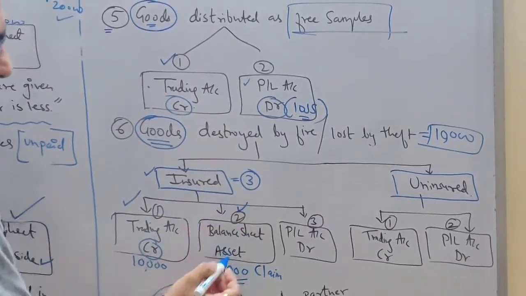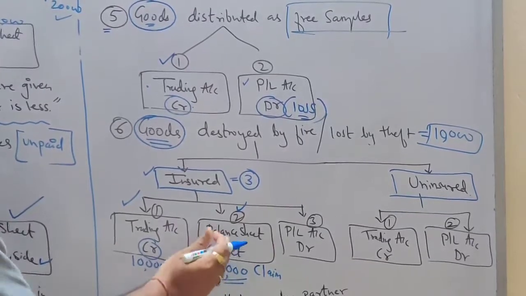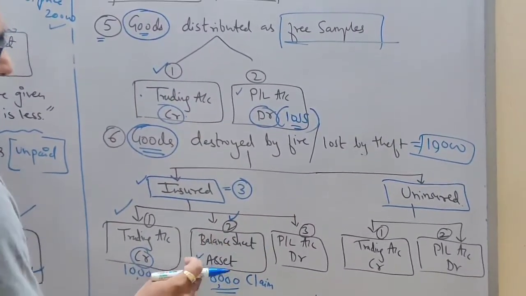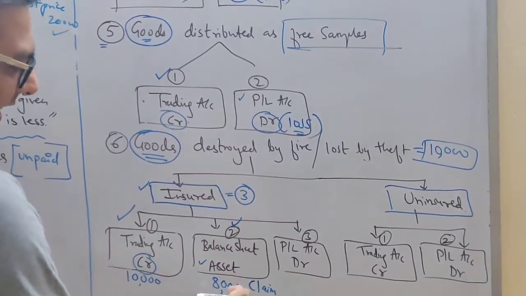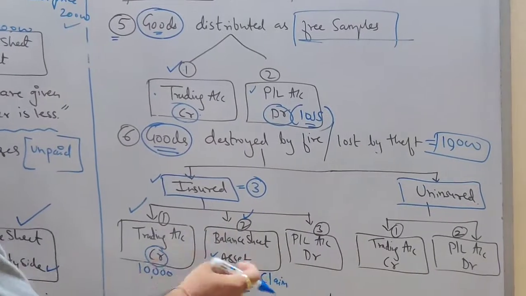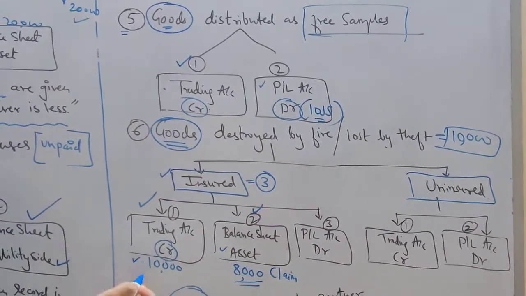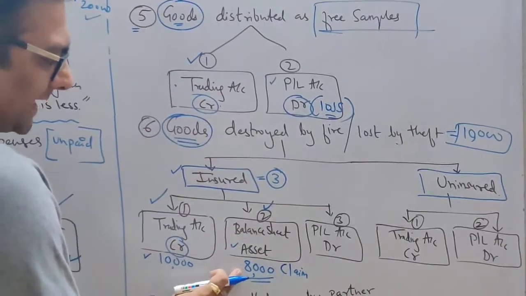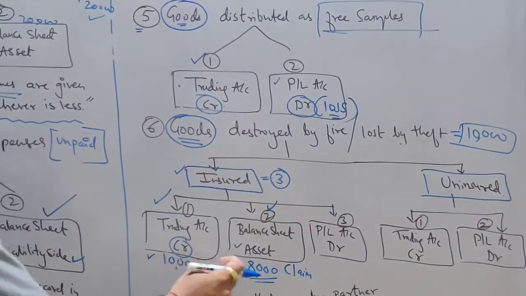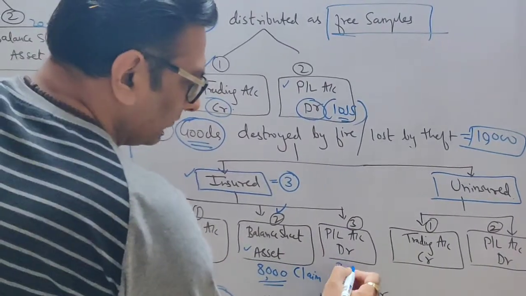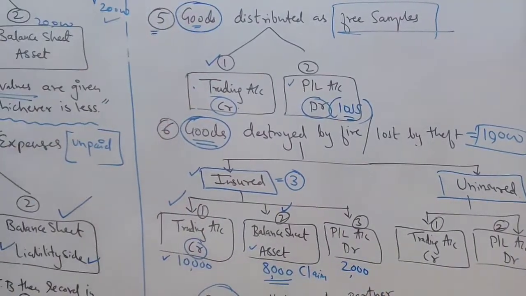So this is your second effect. Write it as an asset in the balance sheet. In the balance sheet, on the asset side, you will write the claim money of 8,000. Tell me, students, compare and tell me, how much of goods did you lose? 10,000. How much is the insurance company going to pay you? 8,000. So is there a loss? Yes, students, there is a loss of 2,000.